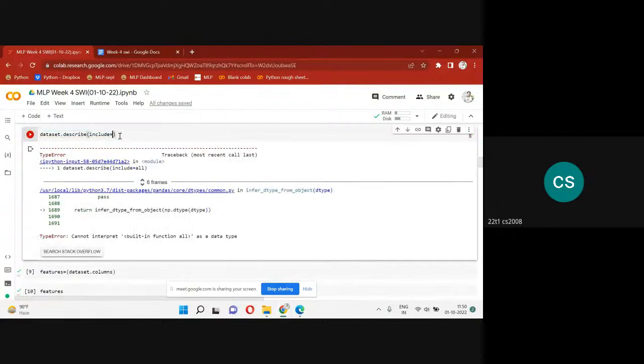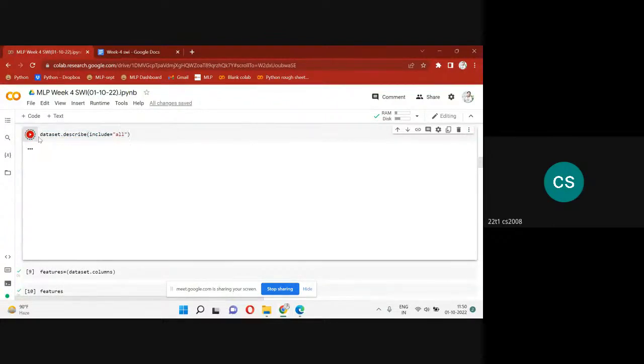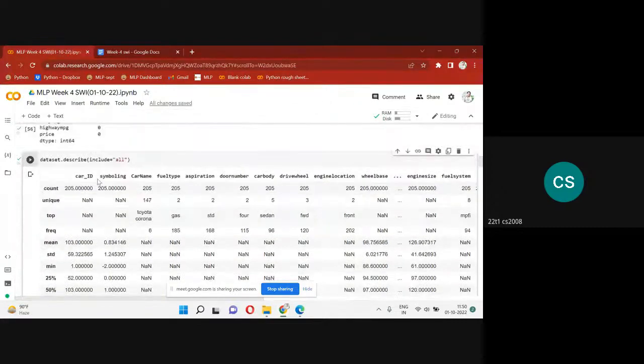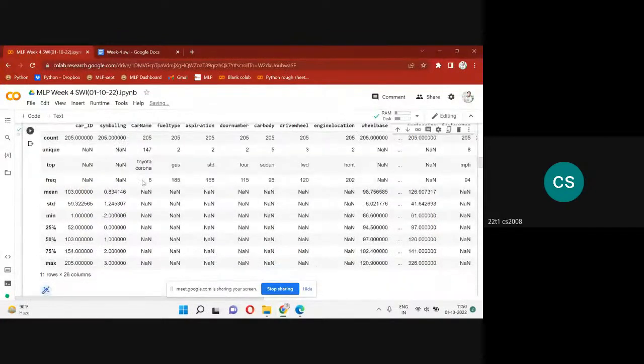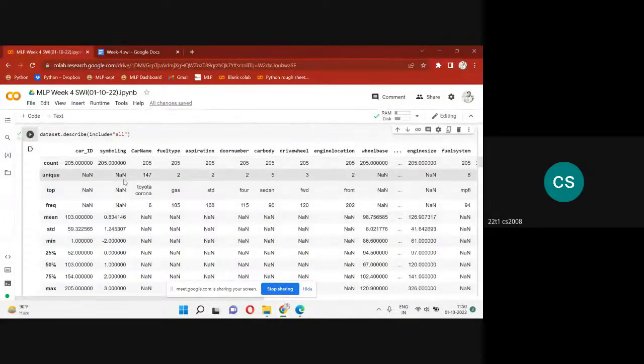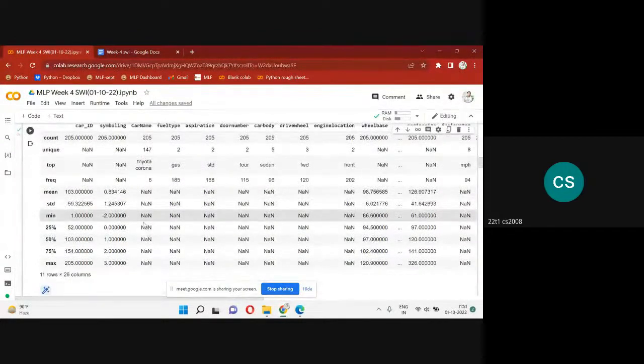If you change it to all, then it will give you all the columns. If you see here, for categorical columns like car name, frequency or unique value make sense, but standard deviation, minimum value or maximum value doesn't make sense for a categorical column.